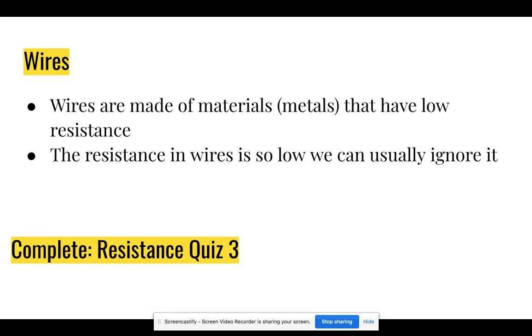The cheaper wire that has more resistance will cause there to be more heat up in the wire, and it could potentially melt the wire and eventually could even start a fire. So you got to be careful. Make sure that you're using good materials.